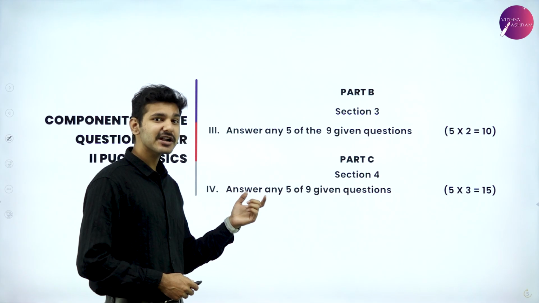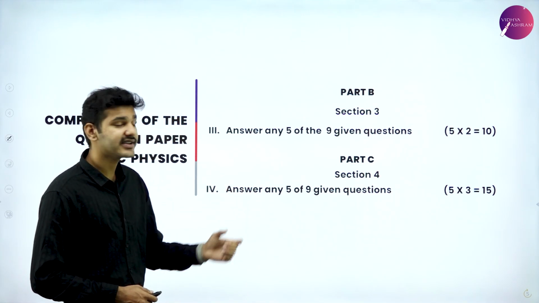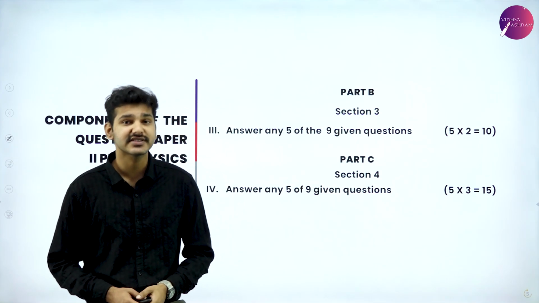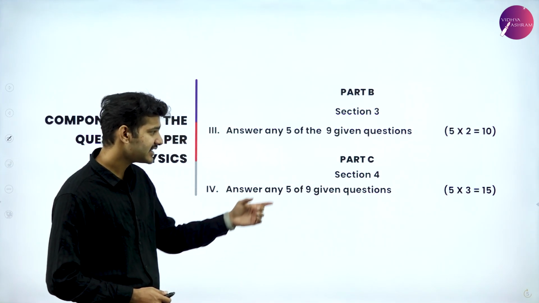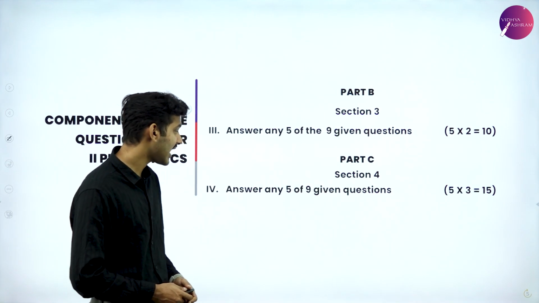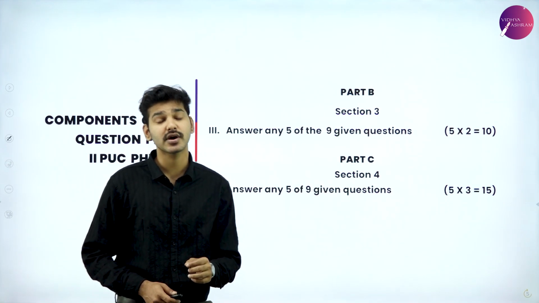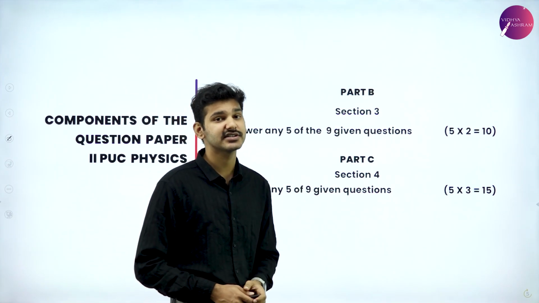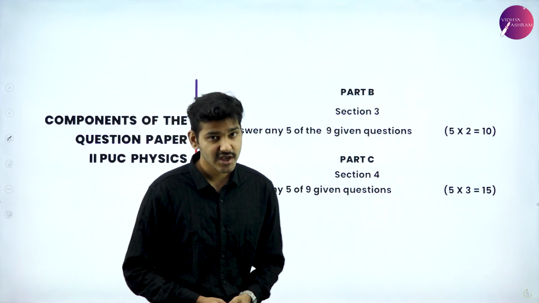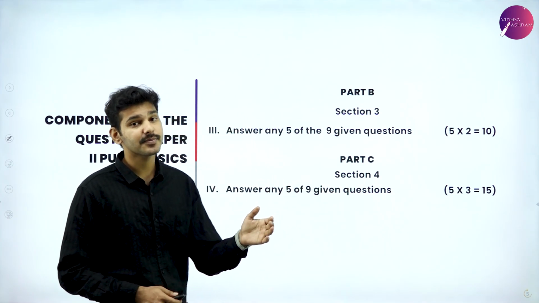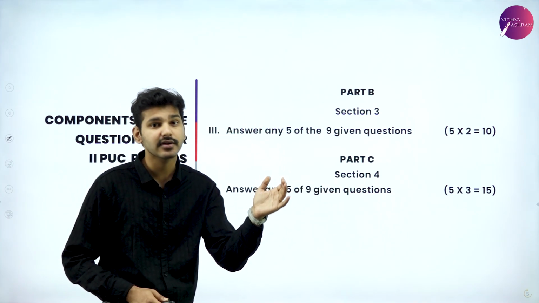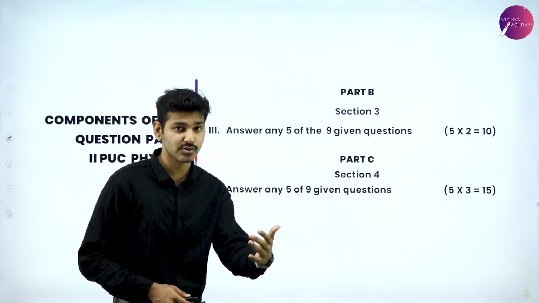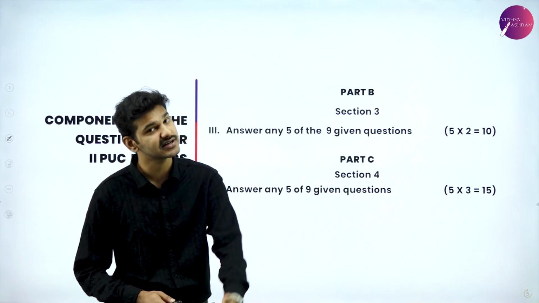We'll be moving on to Part B, which will have 9 questions, out of which you'll have to answer at least 5 questions. Each question will carry 2 marks. In Part C, which is section 4, you'll have 9 questions again and you'll have to answer 5 of them. You will be given 3 marks for each question, which will add up to a total of 15 marks. Initially, the question paper has an easy set of questions, and then you'll have to start writing. You'll have to start explaining the question, and go in depth answering each question.